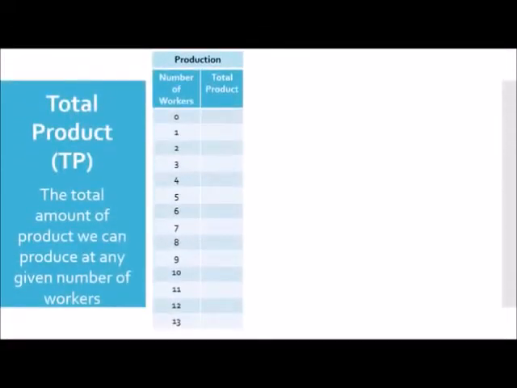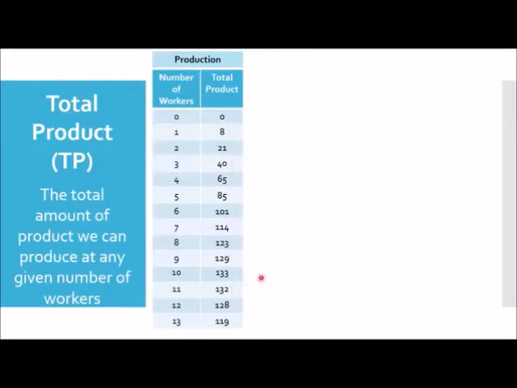Why do we hire workers? Well, we hire workers in order to make stuff for us. And that's what we call our total product. This is the total amount of a product we can produce at any given number of workers. Obviously if we have 0 workers working for us, we can't make any product because no one's there to make it. Now, as you see, as we add more workers, we're able to produce more and more. With 1 worker we can produce 8, with 2 workers we can produce 21, with 3 workers we can produce 40, and we see that continue on.